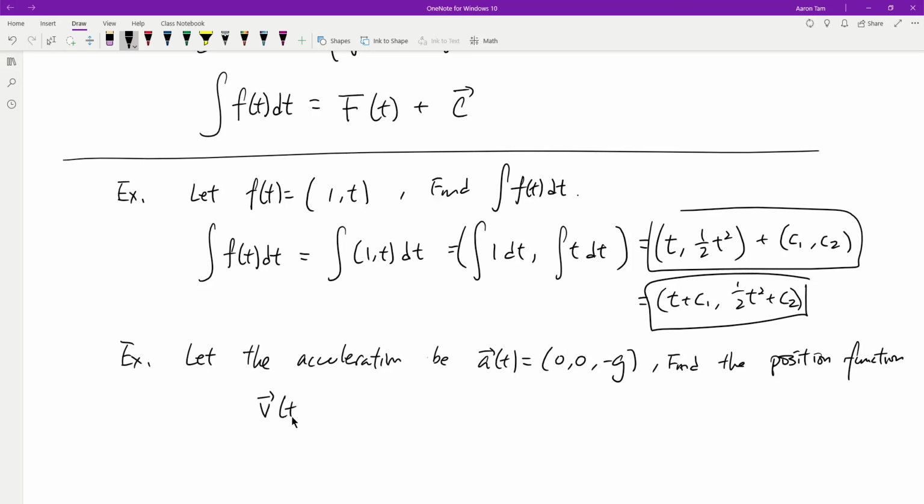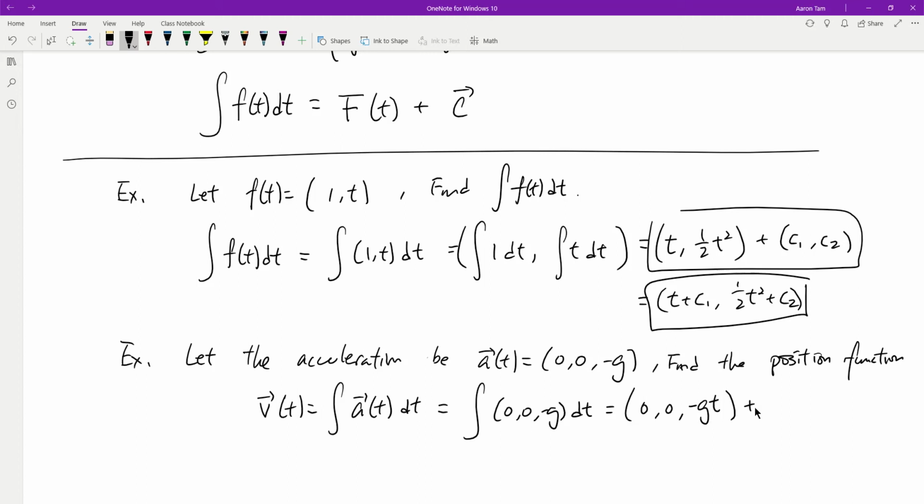X of t. If you think about it, it's actually pretty straightforward. Vector v of t is equal to the integral of vector a of t dt. So that equals the integral of 0, 0, negative g dt. That will simply equal 0, 0, and the integral of negative g dt is negative gt. But don't forget, we have some kind of constant. In this case, I'm going to say the constant would be vector v sub 0, whatever that might be.